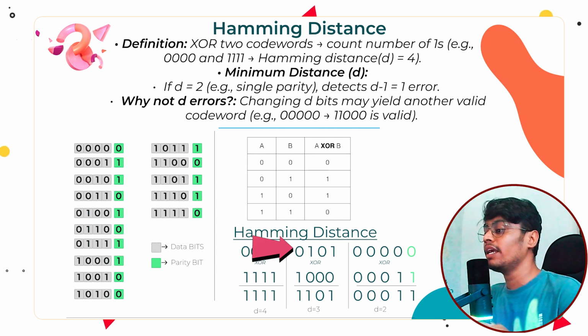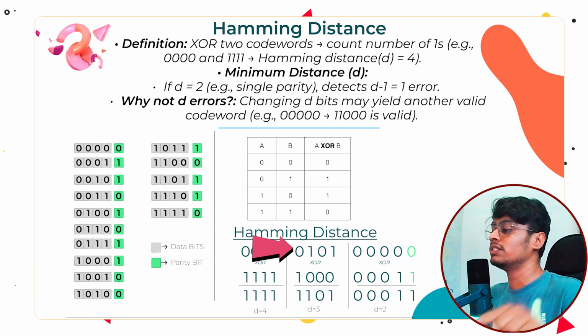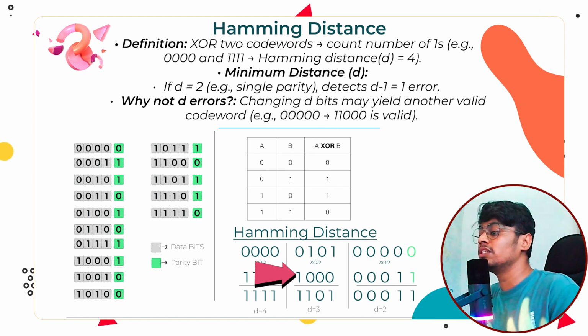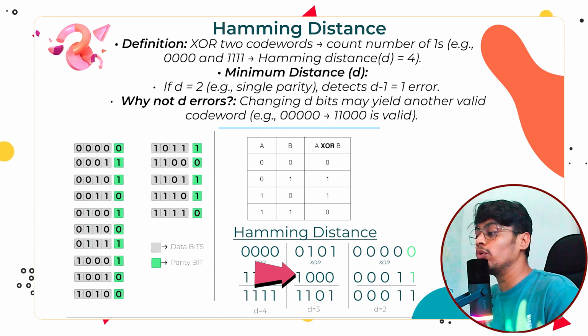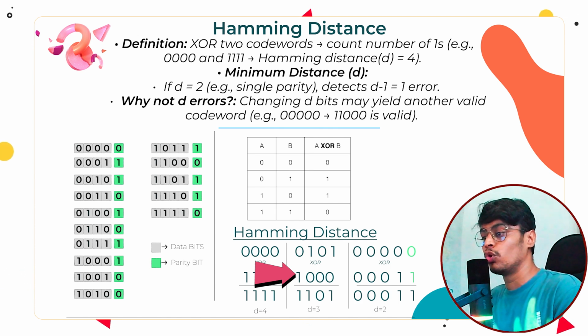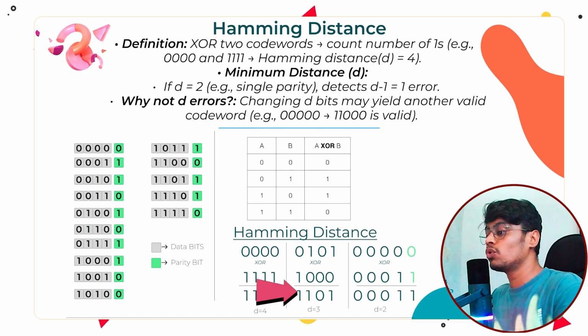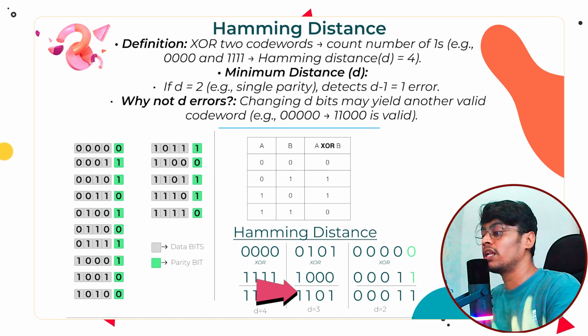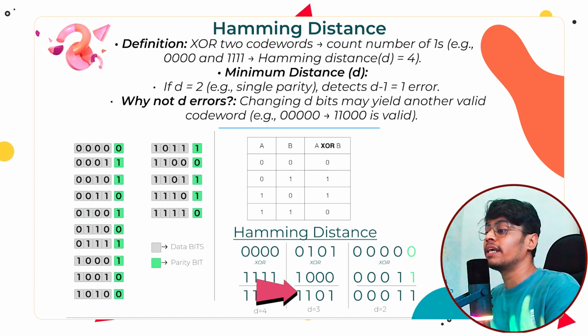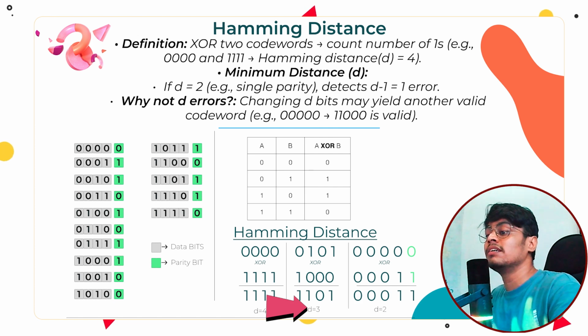4. Let's say I take 01010 and the data 1001. If I have to calculate the Hamming distance of these two code words, what will it be? With XOR applied, 11011. So how much is the Hamming distance? Count the number of ones. How many ones are there? 3. So the Hamming distance here is 3.